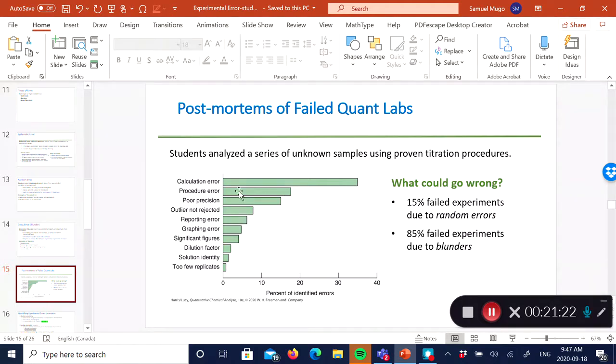And then the procedural errors. And then maybe the other one is poor precision, and so on. And then things like poor dilution. And take note of this: significant figures, not adhering to the correct significant figures. So again, you can see all these things that sound very trivial, like significant figures, play a very significant role in making sure that your data is reliable, which is the crux or the purpose of analytical measurements. And that's what analytical chemists are paid to do, to deliver reliable data.